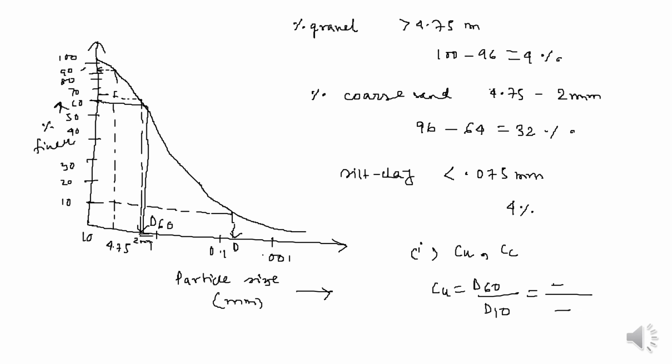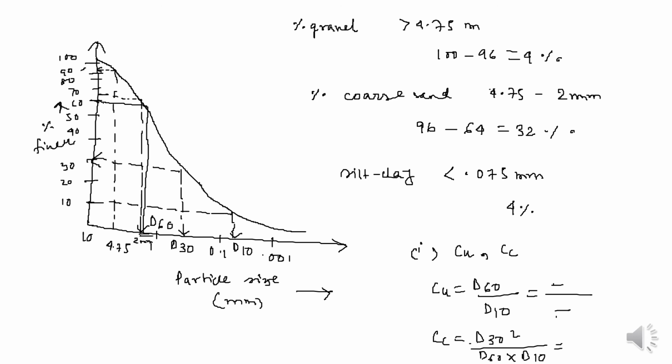Same for Cc, which is D30 square divided by D60 into D10. D60 and D10 values I have already found. D30 corresponds to 30% finer, so we obtain this 30% and drop the corresponding value on the x-axis to obtain the D30 particle size. Similarly we will get some value.